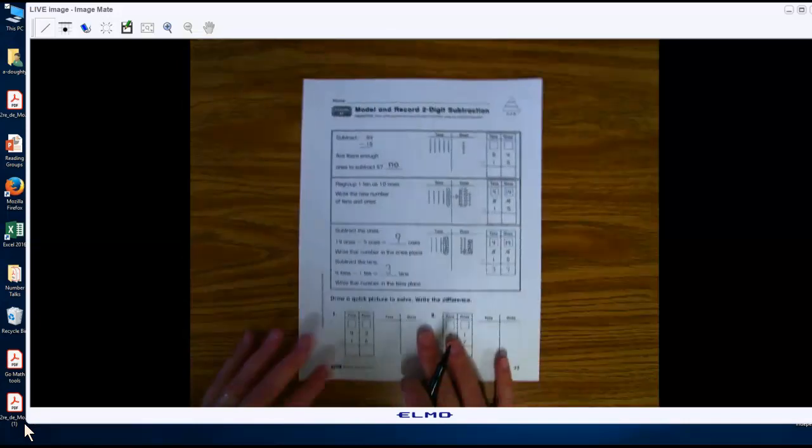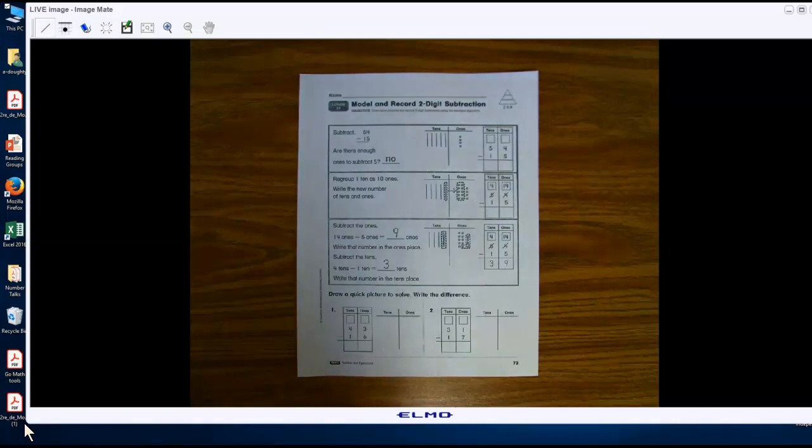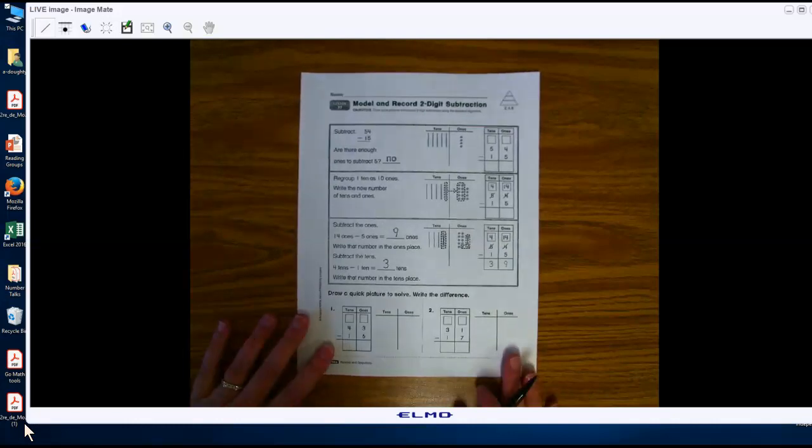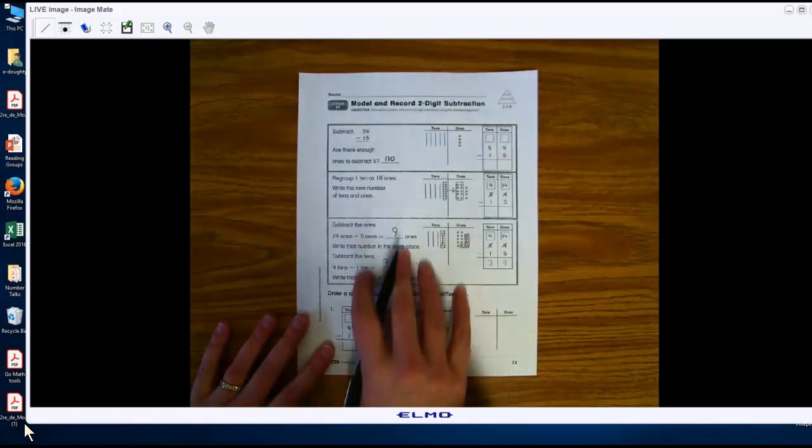Then once you finish that, we're going to move on to this next paper. So if you need to pause right now and finish that, or we can work on this together, and then you can go and finish both of them, whatever you want to do. So this is just practicing what we did yesterday, and this up here shows me what we did.